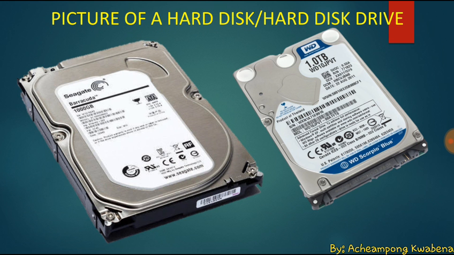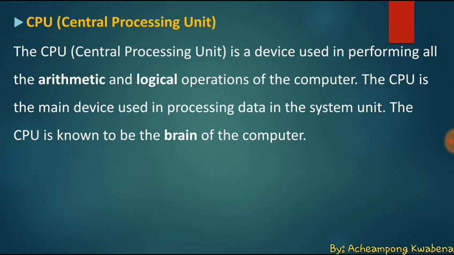Now the next device that we'll be looking at, let's have a look at the picture of the hard disk. So this is how the hard disk looks like. We have the big one for desktop and the smaller one for laptop computers. So this is the hard disk, and its main work is to store information, either the system files or the user files. So the main work of the hard disk is to store or keep information on the computer. The next device is the CPU.